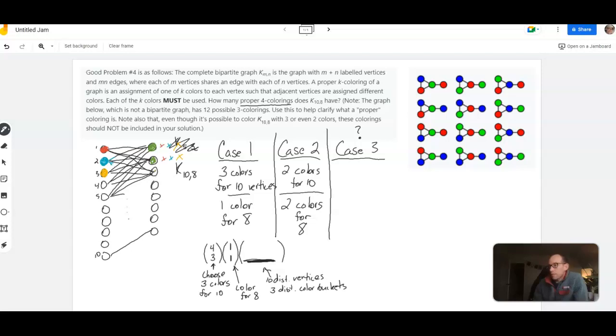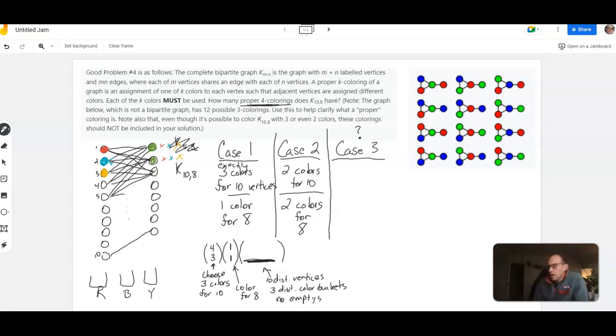And are we allowing empty? If we would allow empty, if you think about it, if we have a red bucket, a blue bucket, and a yellow bucket, and we allow empties, that means we wouldn't use all 3 colors, which means it wouldn't be in case 1. This has to have exactly 3 colors, not less. Otherwise, we're not going to get that proper 4 coloring, which means we're not allowing empties.